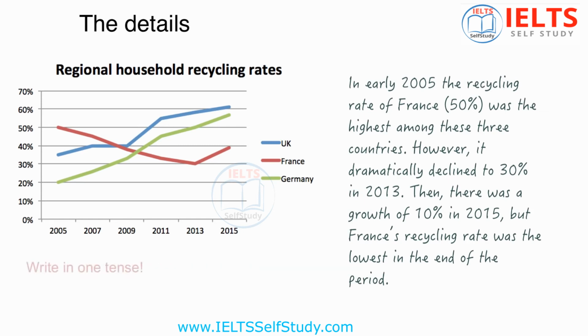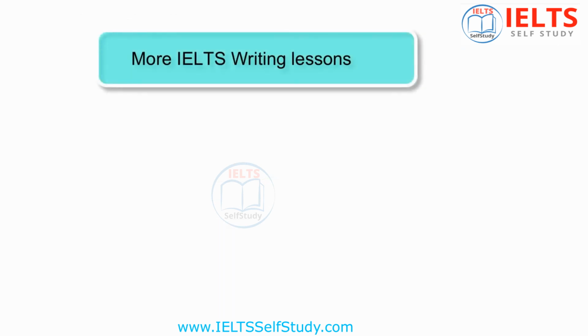And always write your Task 1 answer in one tense. So, if you're describing something that happened in the past, you should write the whole description in past simple tense. So, that's all with our writing. We've done it together. And this piece of writing is a Band 9 answer.